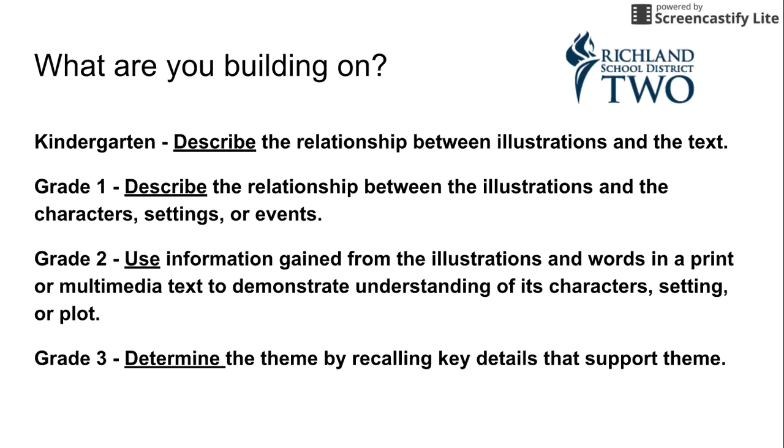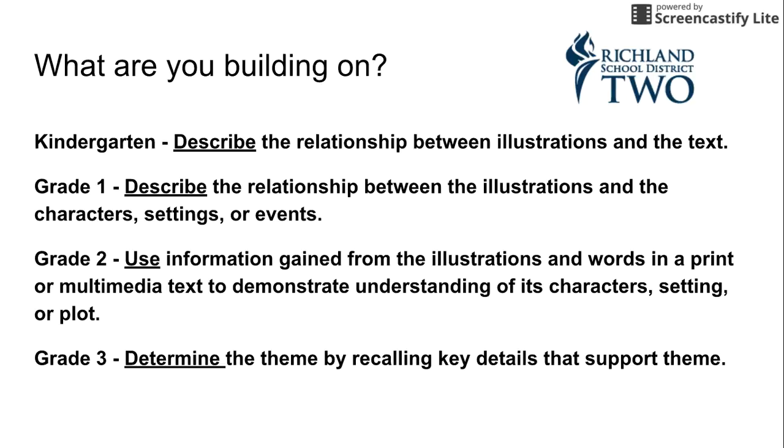Now, if we're going to unpack the indicator for fourth grade under the standard, we're going to have to go back and look at those indicators in kindergarten through third grade. So let's look here together. First, in kindergarten, they're describing the relationship between illustrations and text. Again, this standard is helping to build upon those concepts of print that we know we're working on in kindergarten. Looking at grade 1, we describe the relationship between the illustrations and the character, settings, or events. Now we're getting a little bit deeper into the components of the text and having the students really look at the pictures and the character, setting, and events to understand the relationship.